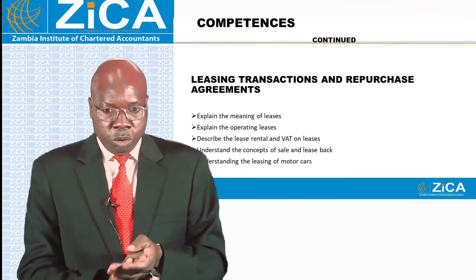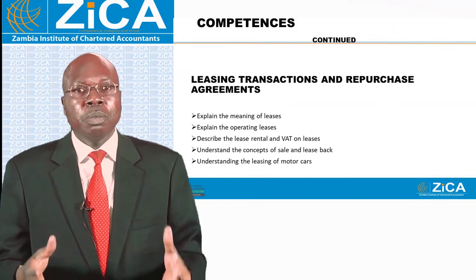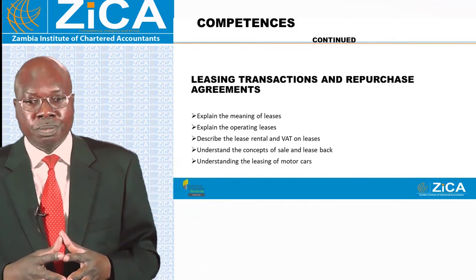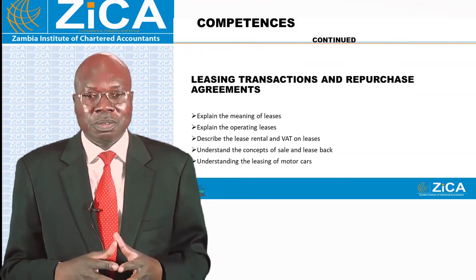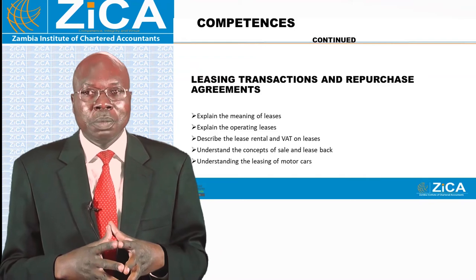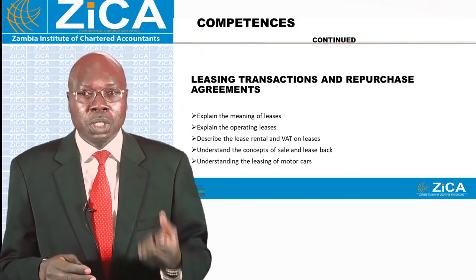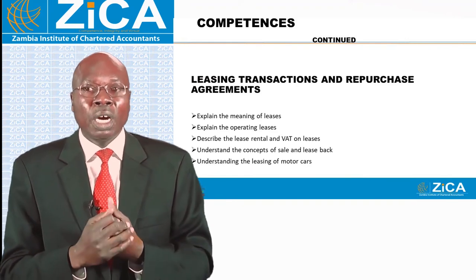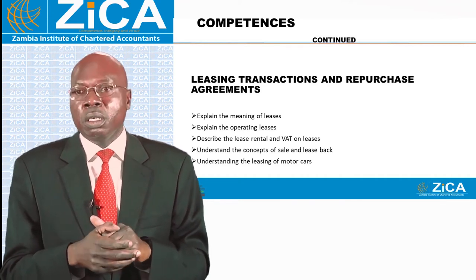The other point that I should talk about on leasing is understanding the leasing of motor vehicles. Naturally, motor vehicles are not within the VAT umbrella, I would say that. Meaning that VAT on motor cars is not claimed as input tax. But for those businesses that have acquired these motor vehicles under a lease agreement, fortunately, if that is a business that they do, then they'll be allowed to claim for the input tax on these motor vehicles.